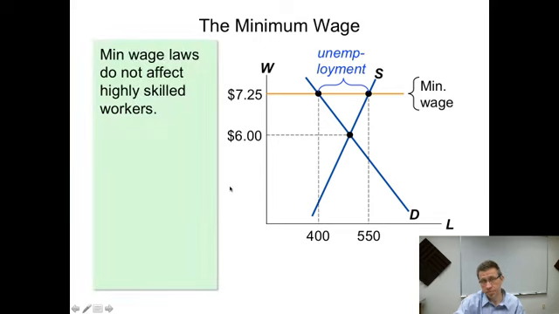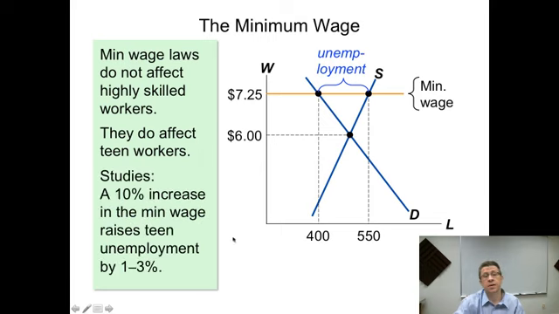So minimum wage laws, as we mentioned, won't affect highly skilled workers, but teen workers. Most studies indicate a 10% increase in the minimum wage raises teen unemployment by 1 to 3%. Once again, we in this class look at the positive analysis, right? We are looking at what happens. We're not actually saying, is a minimum wage good or bad? I would expect different opinions across individuals in the class. What you need to know is what happens, the positive analysis here.